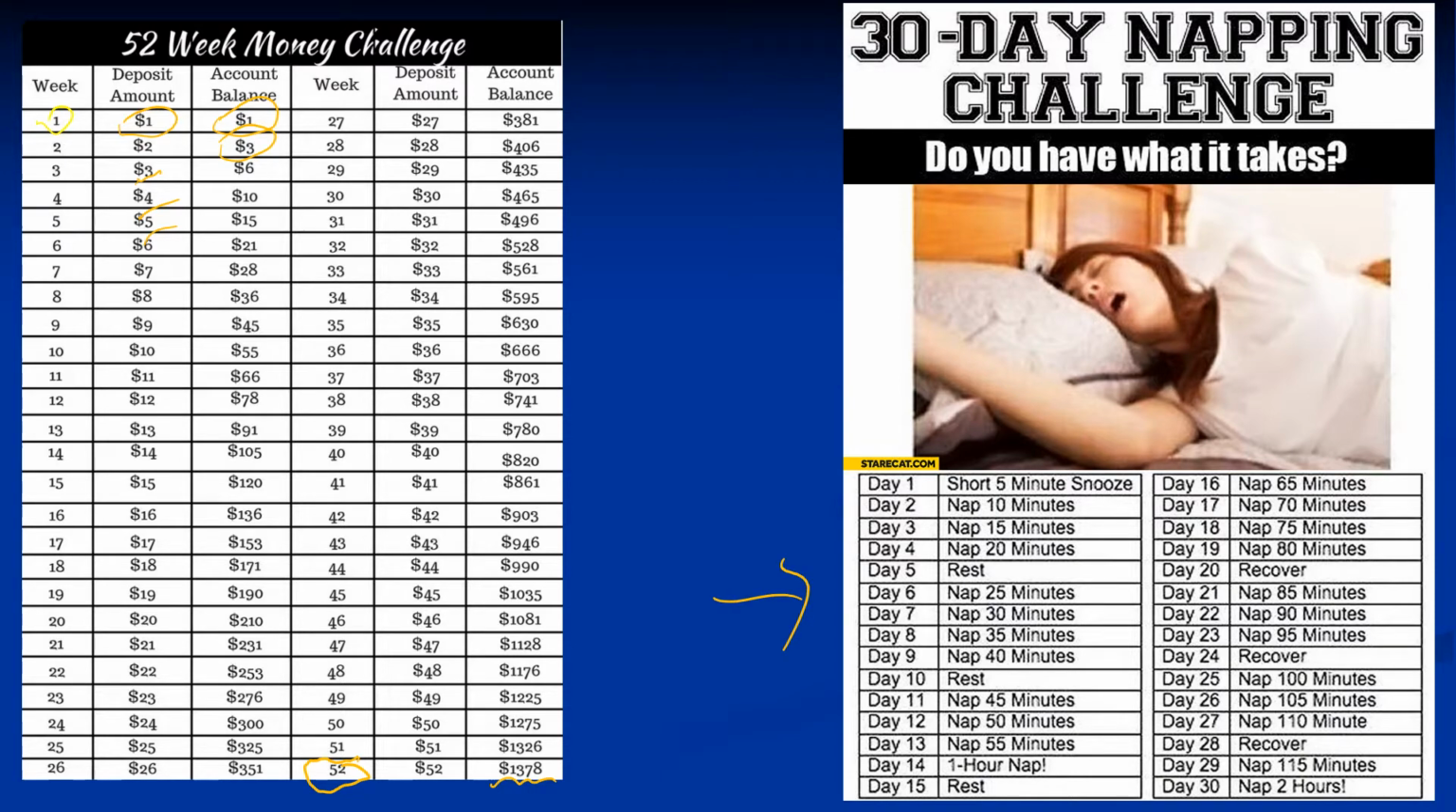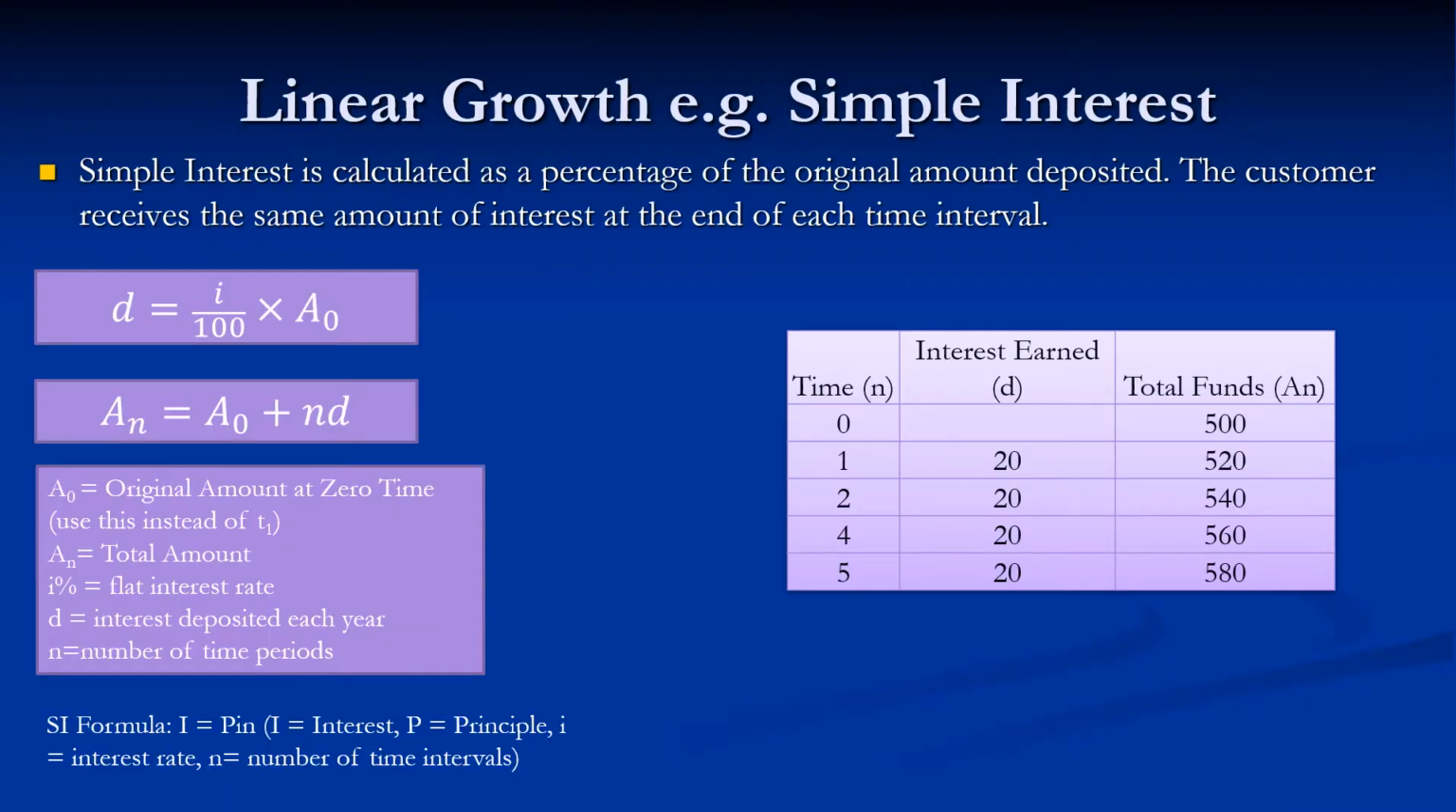Thinking of holidays, I think we've all attempted this napping challenge, and that's worth a little giggle, and you can see that's also a sequence there. We're going to look at two sorts of sequences today: simple interest and depreciation.